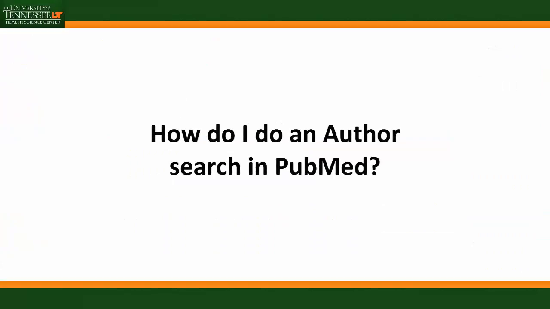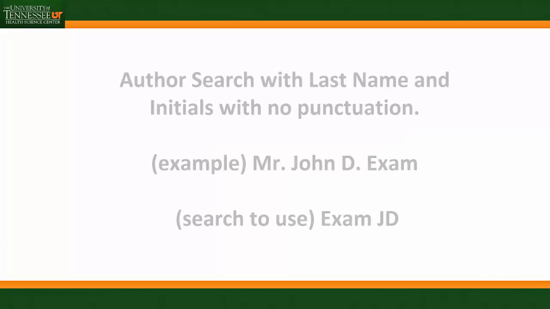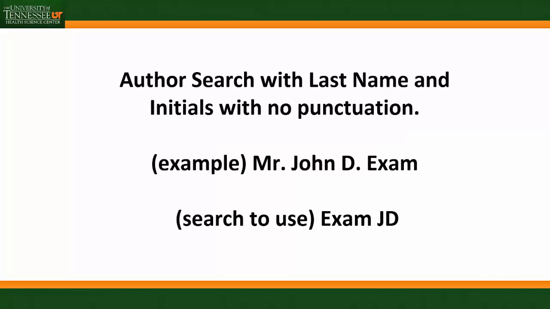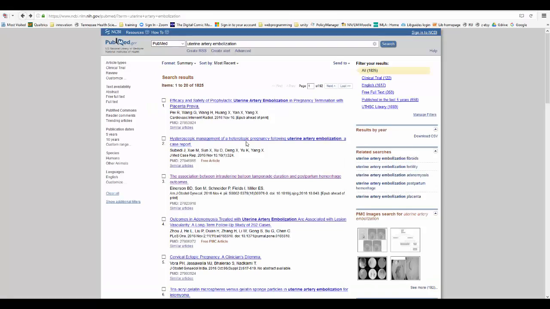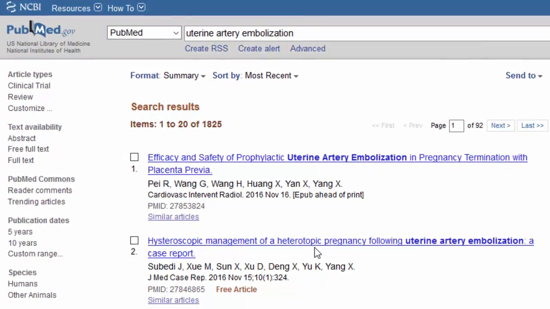How can I do a search for an author in PubMed? To do a search for works by a particular author in PubMed, type in the author's last name and initials in the search box. Use no punctuation. Let's search for Jason Michael Vanata. The way we want to phrase this in PubMed is Vanata JM. Doing it this way, we're more likely to pull up name variations in case his name was spelled or phrased differently in certain publications.